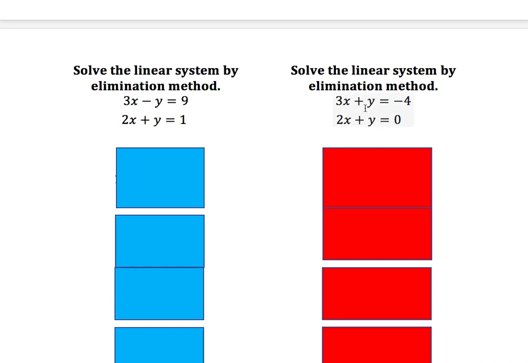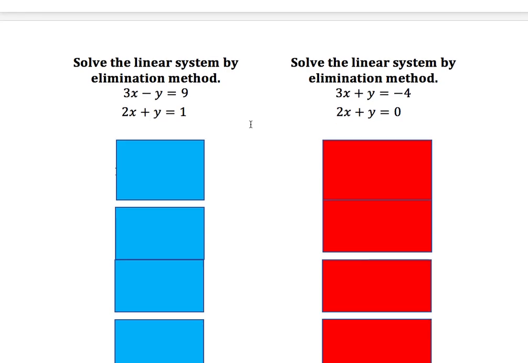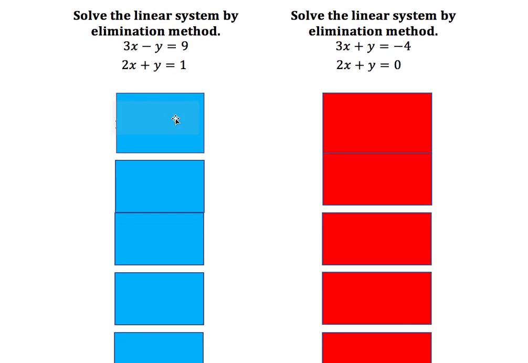And even though here you have both positive y values, all you have to do is multiply everything in this equation by -1, and then you have a negative y value, and the elimination method is still the easiest method. All right, so let's look at this side first.